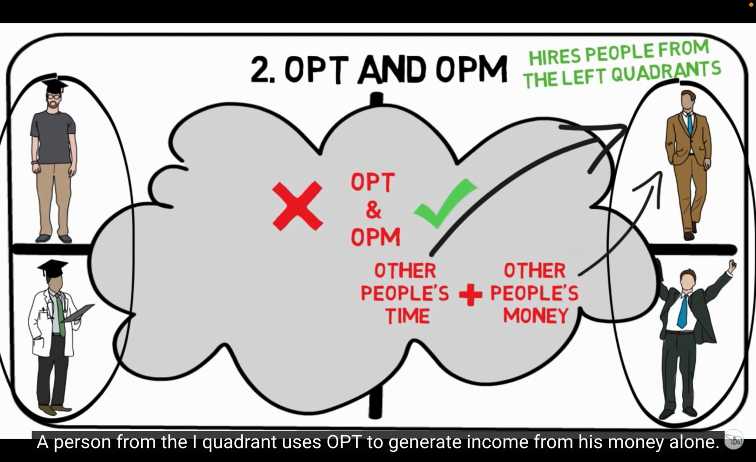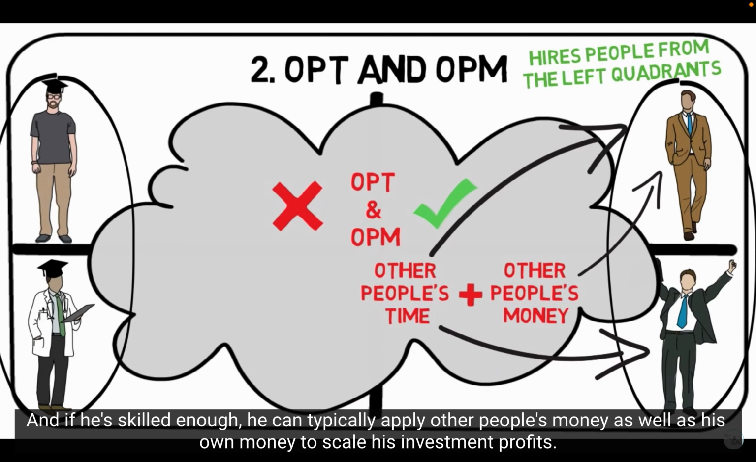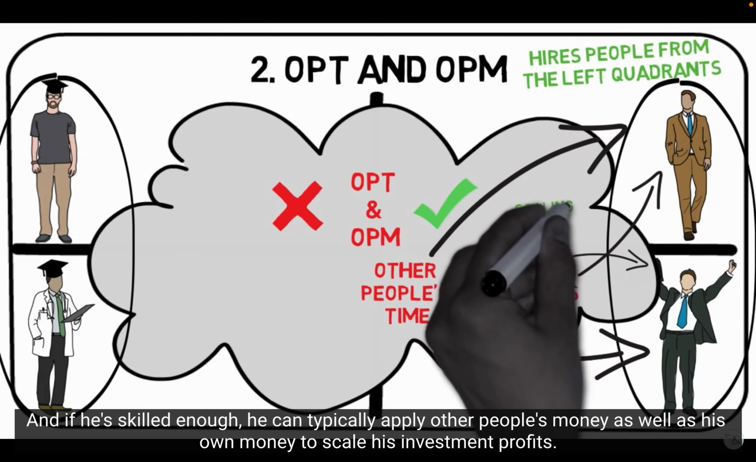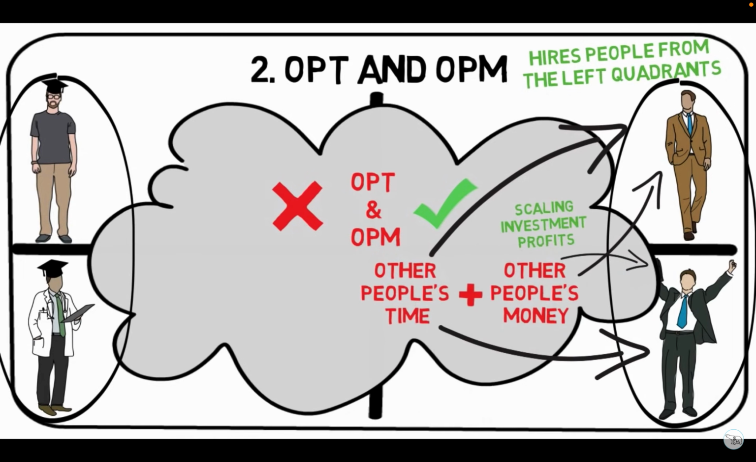A person from the I quadrant uses OPT to generate income from his money alone, and if he's skilled enough, he can typically apply other people's money as well as his own money to scale his investment profits.